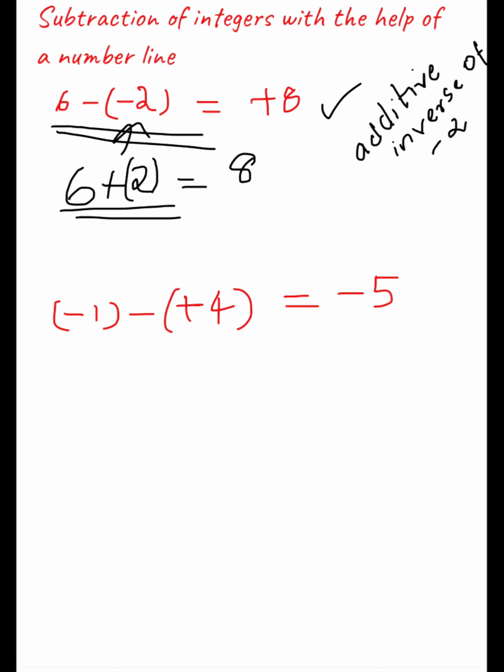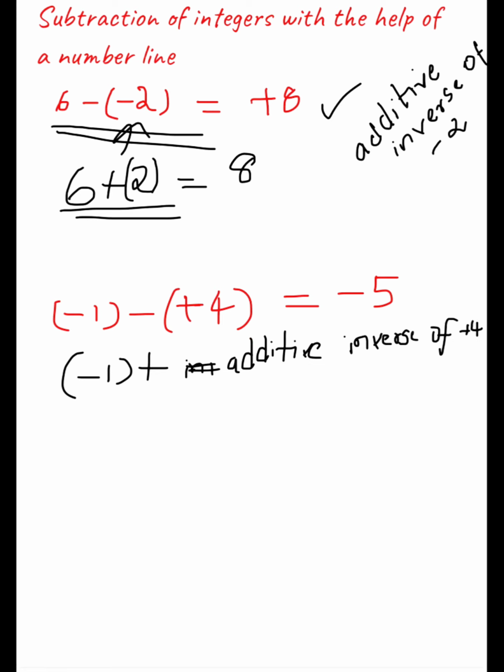Okay, let's see what happens in the case of the second one. What you have to do first, you have to write the first number as it is, that is minus 1 itself. Then instead of minus sign you need to put plus sign. Then you have to add the additive inverse, not of minus 4. Here the second number is plus 4. So you have to add the additive inverse of plus 4. What is the additive inverse of plus 4?